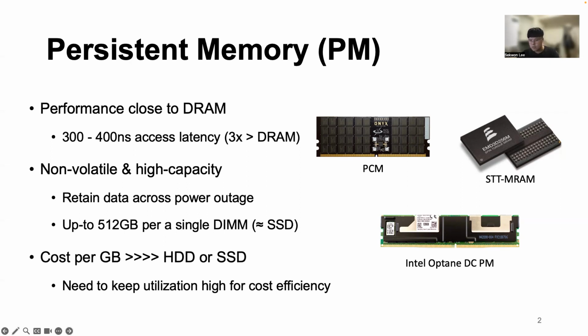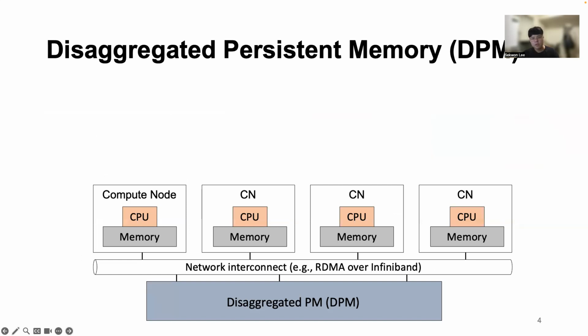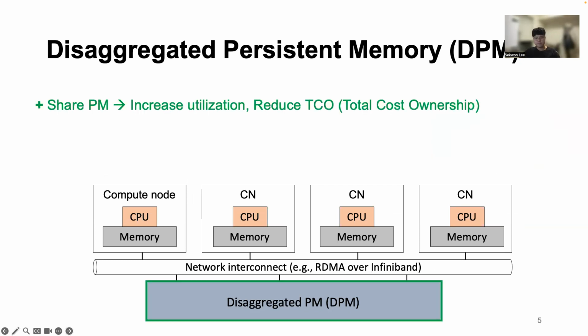Although PM is an attractive medium due to its high performance, it has much higher cost per gigabyte than conventional storage devices. So ensuring high utilization is critical for a cost-efficient PM deployment. For this, disaggregated persistent memory has been gathering traction. By disaggregating PM and making it shared across computes over network, we can reap the benefits of increasing utilization and reducing total cost of ownership.